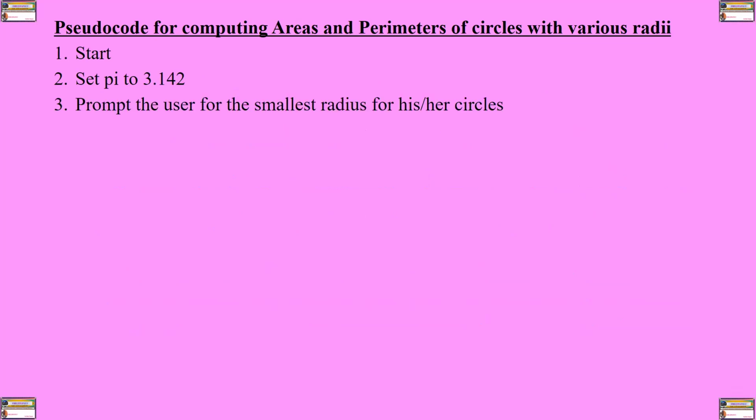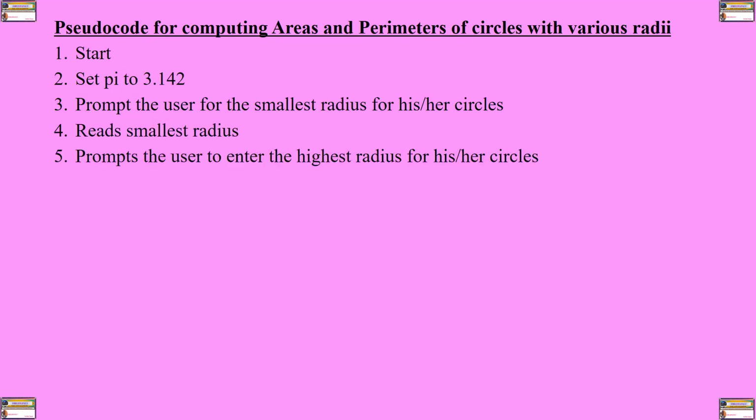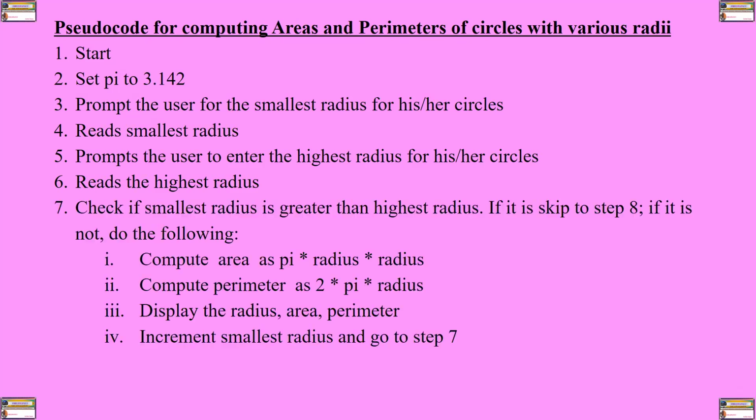We then prompt the user for the smallest radius for his or her circles. Then we prompt the user to enter the highest radius for his or her circles. And then from there, we check if the smallest radius is greater than the highest radius. If it is, we come out of the loop. Otherwise, we do the following.